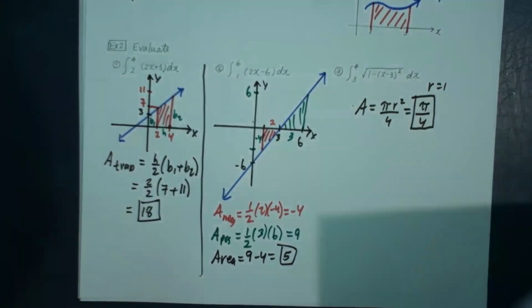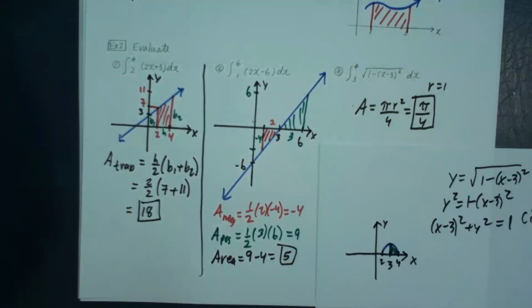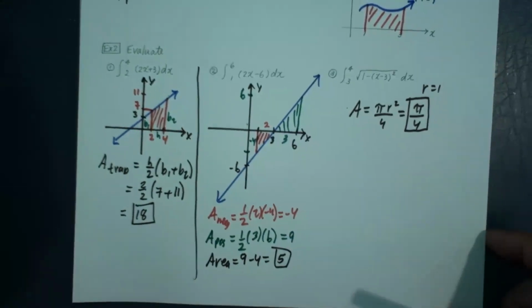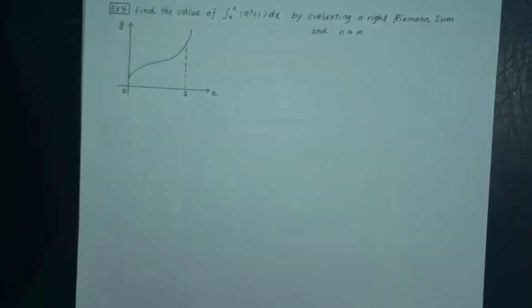So this is all well and good when we can draw the picture, and it's a shape that we know the formula for the area, like a trapezoid, a triangle, or a circle. We're not always going to have the luxury of that. In fact, most of the time we won't, which is exactly where the rest of the chapter is headed. So let's move on to the second page here.